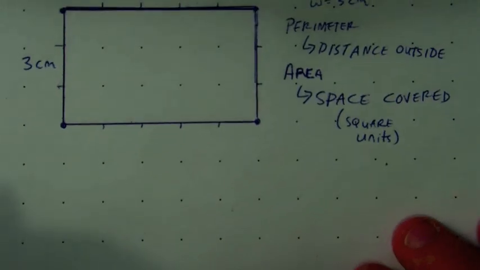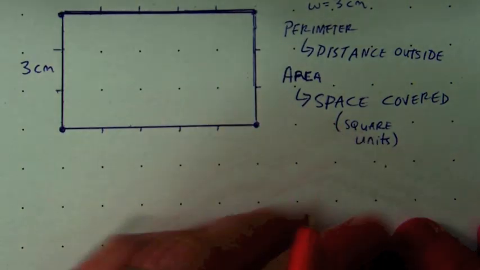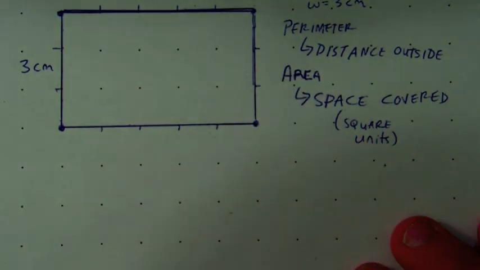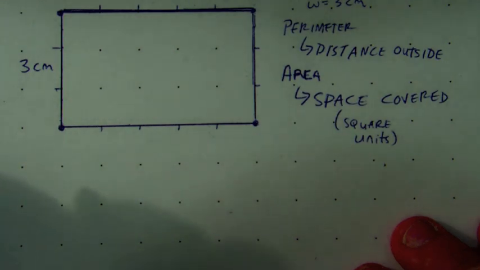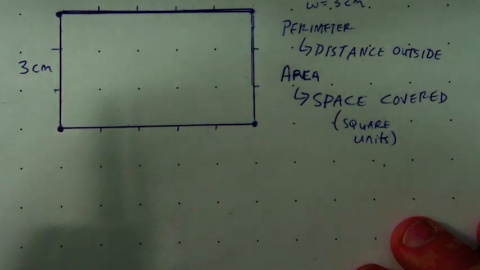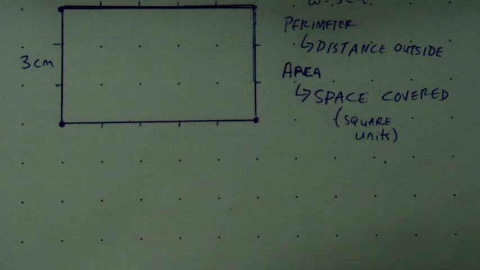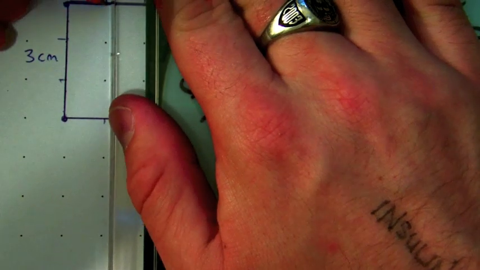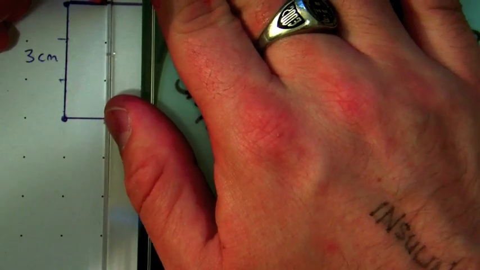Now, how do we calculate the area? Area is a measurement of the space that's covered by a polygon. And it's calculated in different ways. Right now, we're just going to focus on the rectangle. So what we can do is we can take our straight edge, and I apologize, I don't have a ruler here at home, which is horrible, but we'll try to make do.